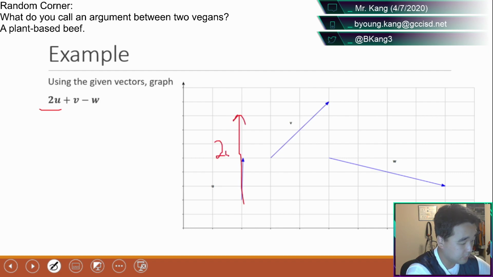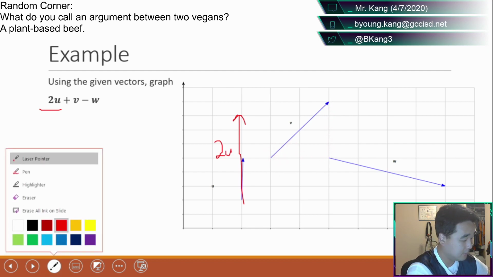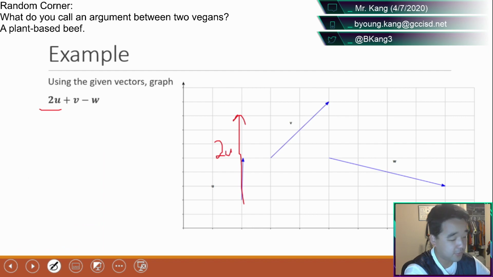So there's 2u. Now I want to add on v. So right now, here's the vector v. It goes right by 2, up by 4. So we're going to do the same thing. Starting at the end of 2u, go right 2, up 4, and I'm a little up past the window. There's v. And now minus w.